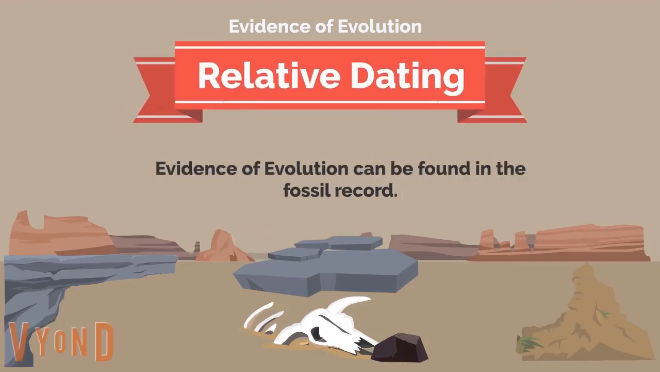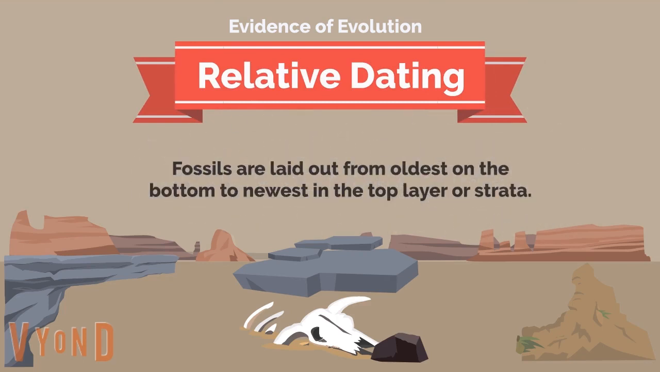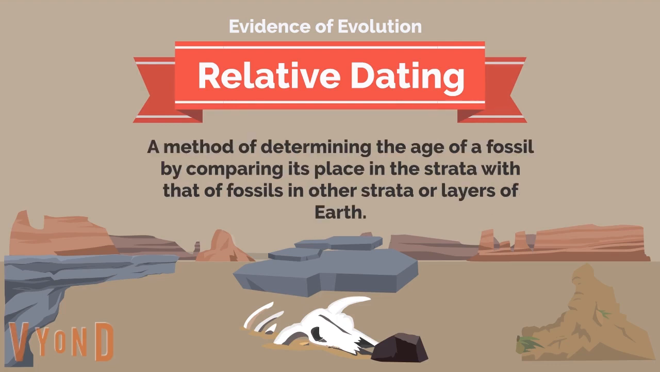Evidence of evolution can be found in the fossil record. Those fossils, known as the remains of a once living thing, in strata or layers of the earth, are laid out from the oldest on the bottom to the newest on the top layer of strata. Depending on the layer the fossil is in determines the approximate age of that fossil. In fact, the definition of relative dating is a method of determining the age of a fossil by comparing its place in the strata with that of fossils in other layers.